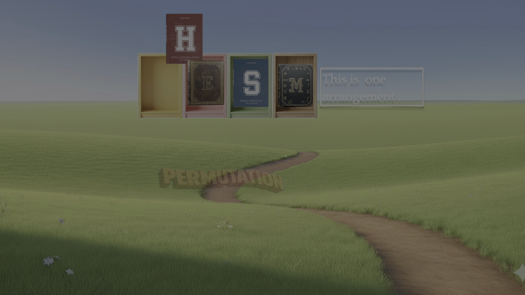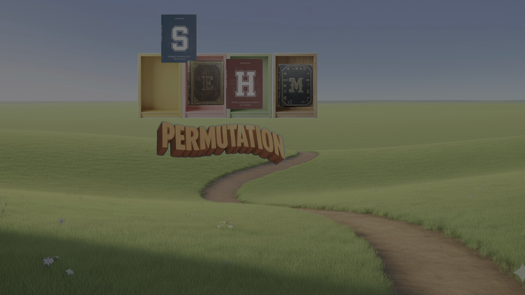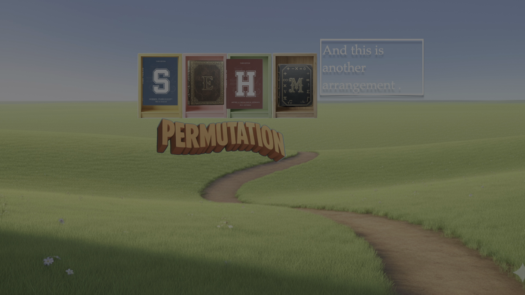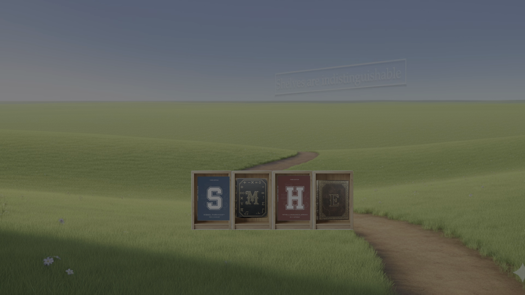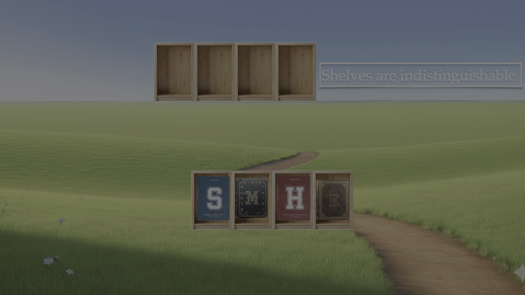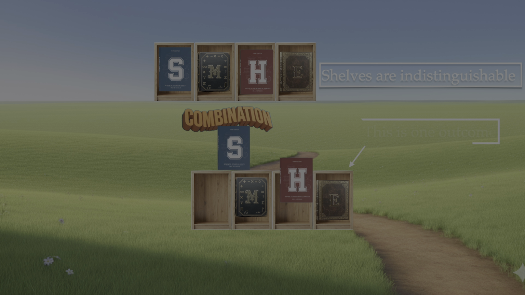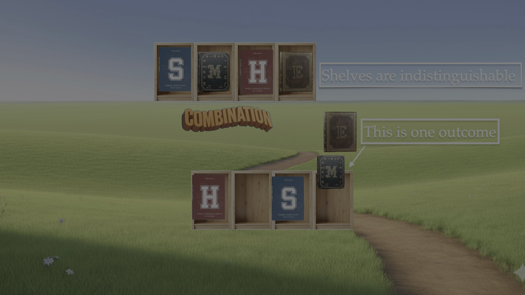This is a permutation problem, as swapping the positions of the books creates distinct arrangements. In combination problems, the shelves become indistinguishable, as shown here with the same color. In this case, swapping the positions of the books does not result in a new outcome. This is one outcome, and interchanging the positions of the books does not create a new arrangement, as it remains the same outcome.